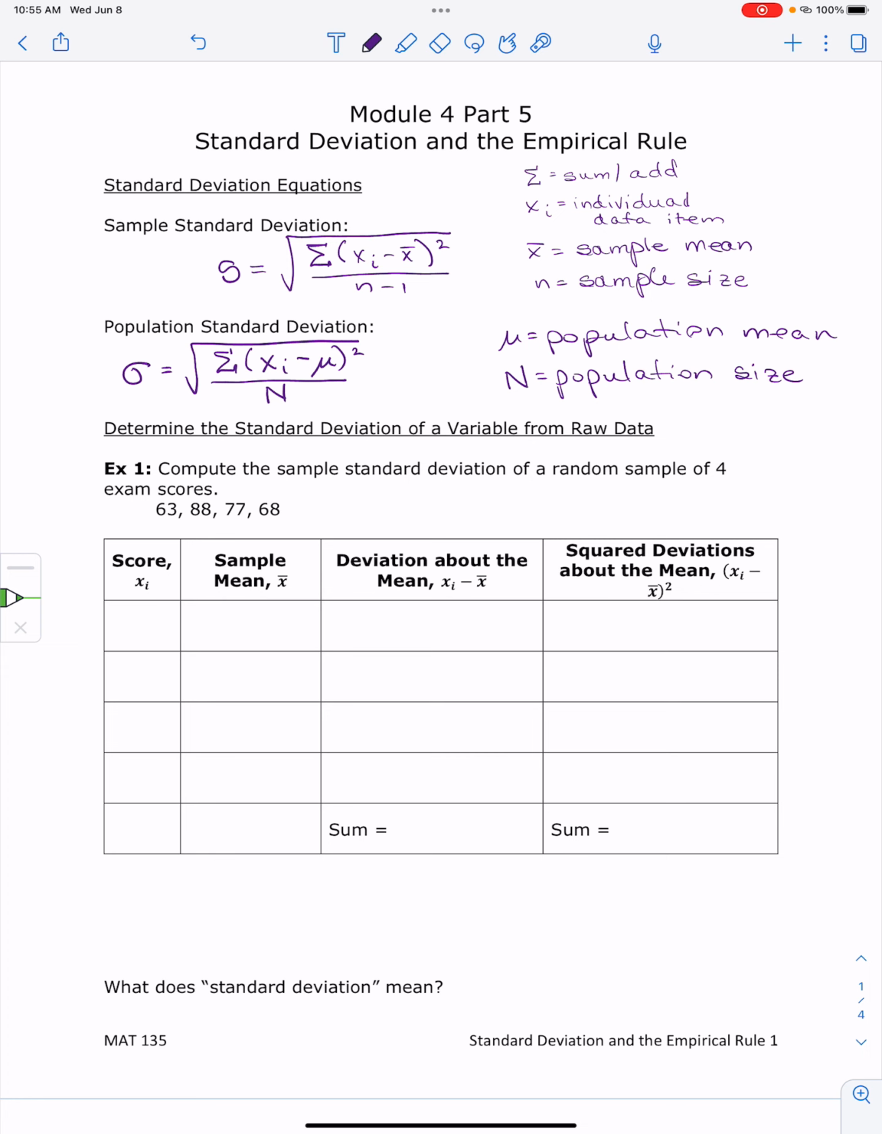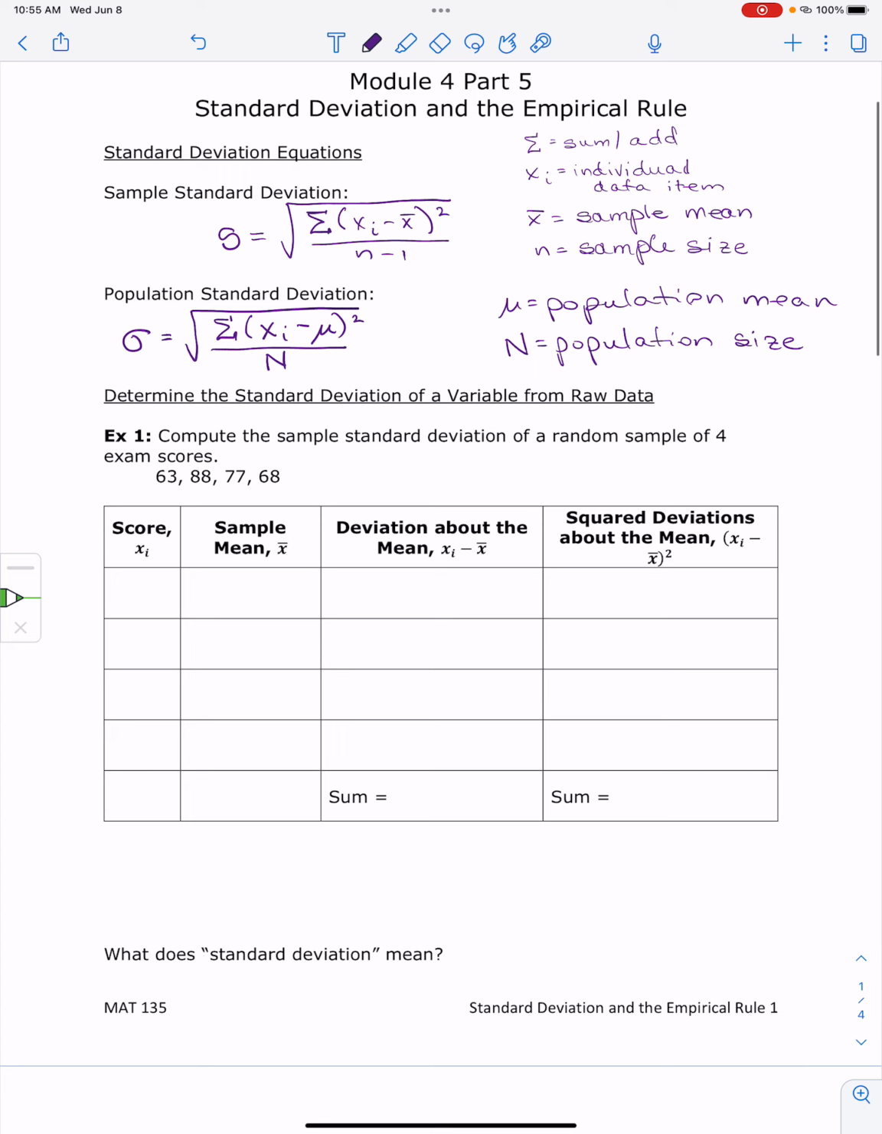So we are going to crank through an example so you have an understanding of what's going on here, and then we're going to look at how we do this in Excel. Our x sub i's are my data values: the 63, the 88, the 77, and the 68. So that's what I'm going to put here: 63, 88, 77, 68.